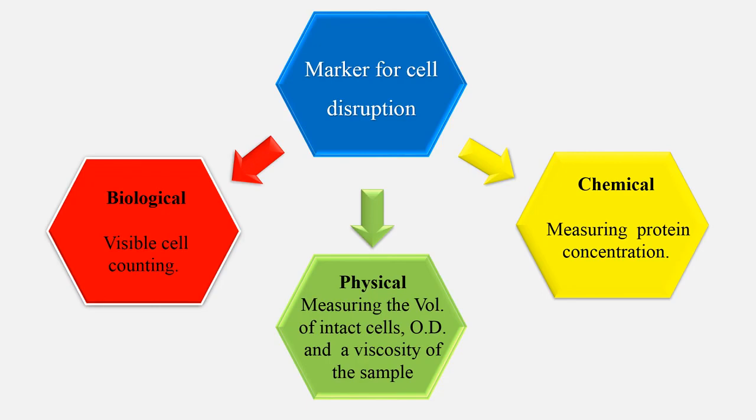Second, physical, measuring the volume of intact cells, the OD, and viscosity of the sample. الطريقة الثانية هي الطريقة الفيزيائية، وذلك من خلال قياس حجم الخلايا. يقل حجم الخلايا كلما زادت فعالية التحطيم، أو قياس الأودي للخلايا البكتيرية. كذلك لزوجة العينة، تزداد لزوجة العينة بازدياد كفاءة التحطيم، وذلك بسبب خروج الأحماض النووية كالRNA والDNA.